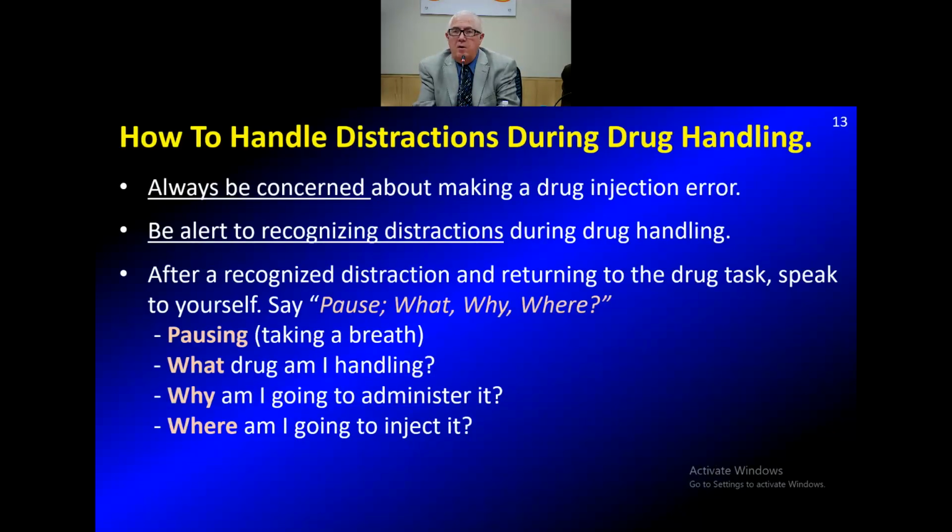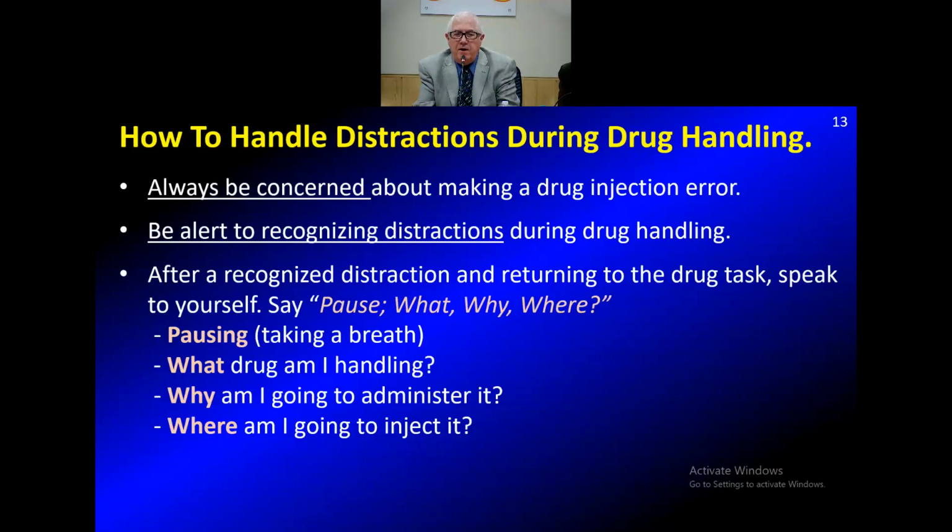So how do we handle distractions that happen during drug handling? My first advice to you, all my friends and colleagues, is always be concerned about making a drug injection error. I made a fair amount in my first 10 years of practice. I was shocked at every one I made. In my second 10 years, I made half as many. I was starting to get better at it. And in my final 10 years of clinical practice, I made no errors because I was so concerned about it.